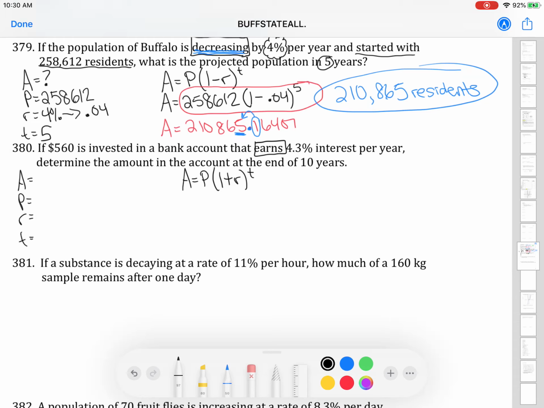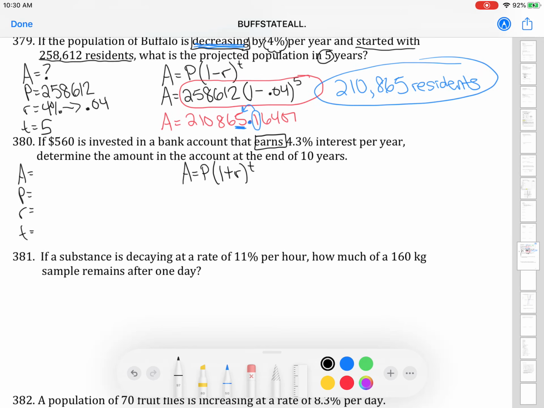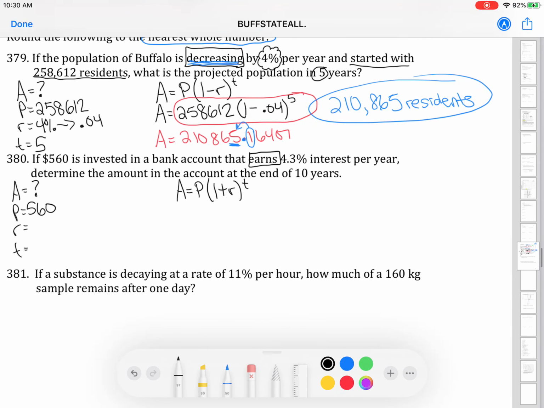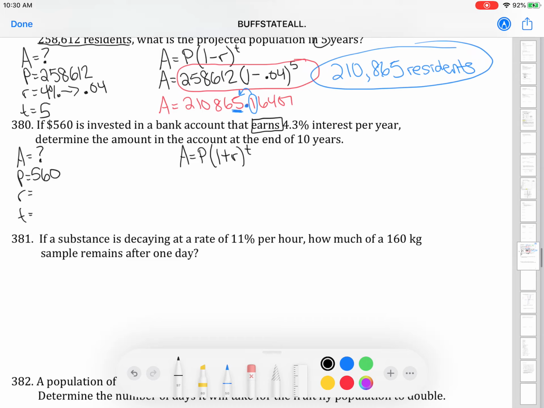Now off to the side, I'm going to write A, P, R, T, and then organize the numbers in the problem. So $560 was invested in the bank account. That's what it's starting at. So 560 is going to be P. It's again asking you to determine the amount in the account at the end of a certain amount of time. So that means you're not sure what the ending amount is. I'm going to leave A as a question mark.